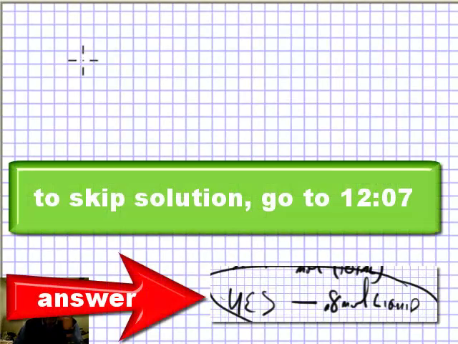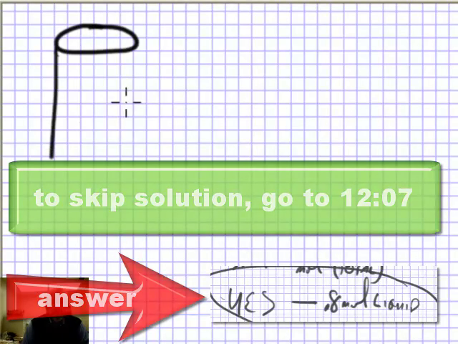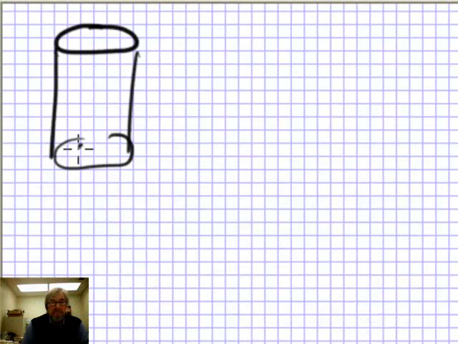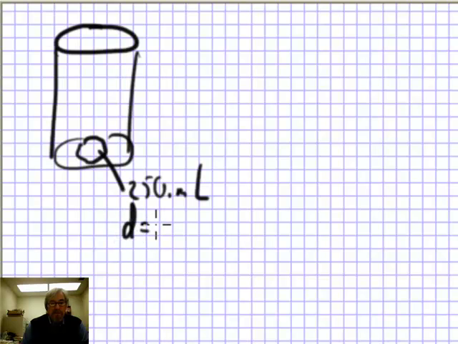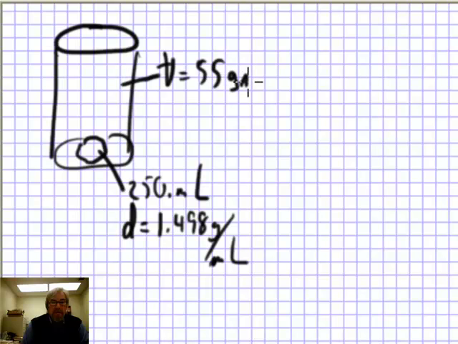So let's start out with a little sketch. Here's my drum. In the bottom of my drum is my puddle of chloroform. What I know about the chloroform is that I have 250 milliliters of it, and I also know its density is 1.498 grams for every milliliter. I also know the volume of the drum. The volume of the drum is 55 gallons. And I know the temperature inside this drum is 25 degrees C, which I'm going to assume to be 298 kelvins.